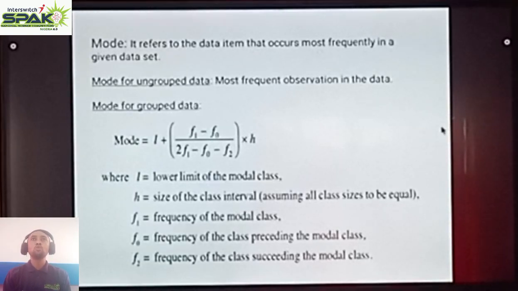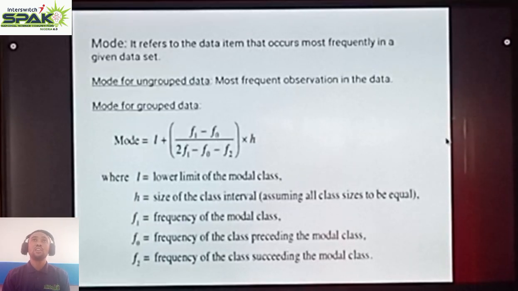But when the data is grouped, just like we have it in median, you use that formula. And in the formula, L is still the lower limit of the modal class. How do you get the modal class? You look for the class with the highest frequency. So the class with the highest frequency is our modal class. So when you go to the class, the lower class minus 0.5 gives us the lower limit. So that's how to find the lower limit for that class. H is the class size, just like we have W in median.